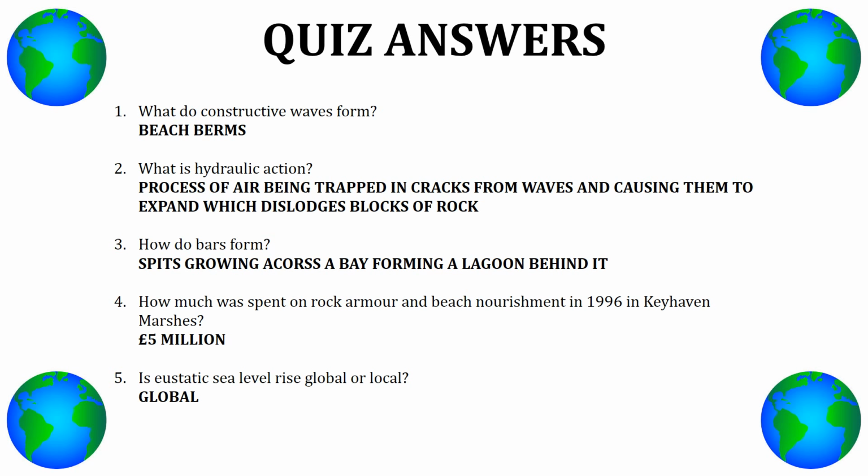So what do constructive waves form? They form beach berms. What is hydraulic action? The process of air being trapped into cracks from waves and causing them to expand, which dislodges blocks of rock. How do bars form? They form by spits growing across a bay, which forms a lagoon behind it. How much was spent on rock armour and beach nourishment in 1996 at Keyhaven marshes? £5 million. And is eustatic sea level rise global or local?